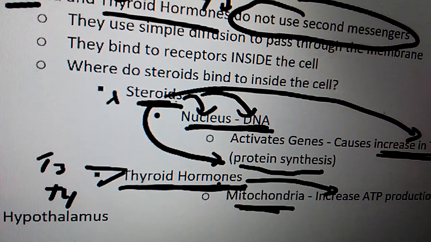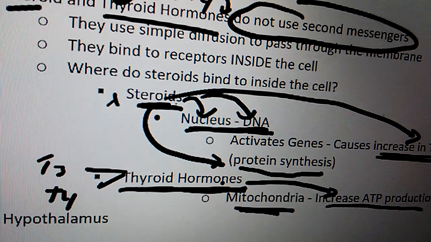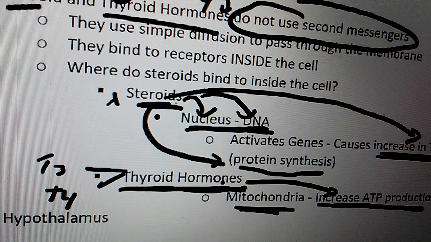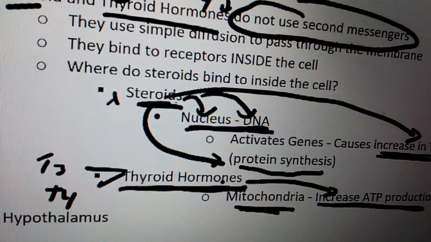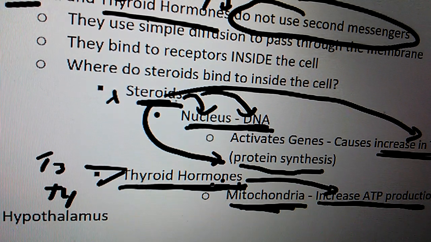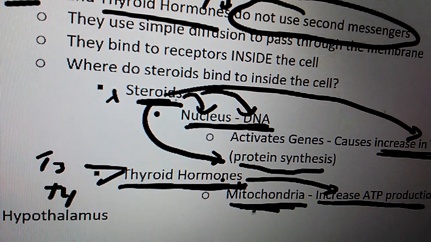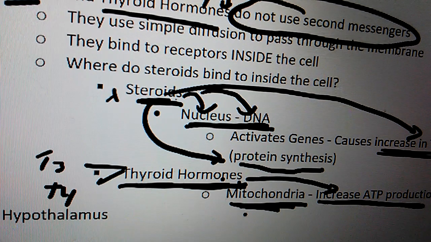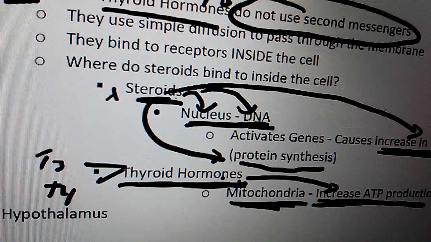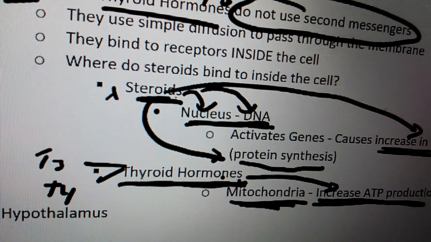Do thyroid hormones increase ATP production? Yes. Do thyroid hormones increase metabolism? Yes. Do thyroid hormones have receptors on the mitochondria? Yes. Do thyroid hormones attach to the mitochondria? Yes. Attaching to receptor, attaching, it's all the same thing, guys.